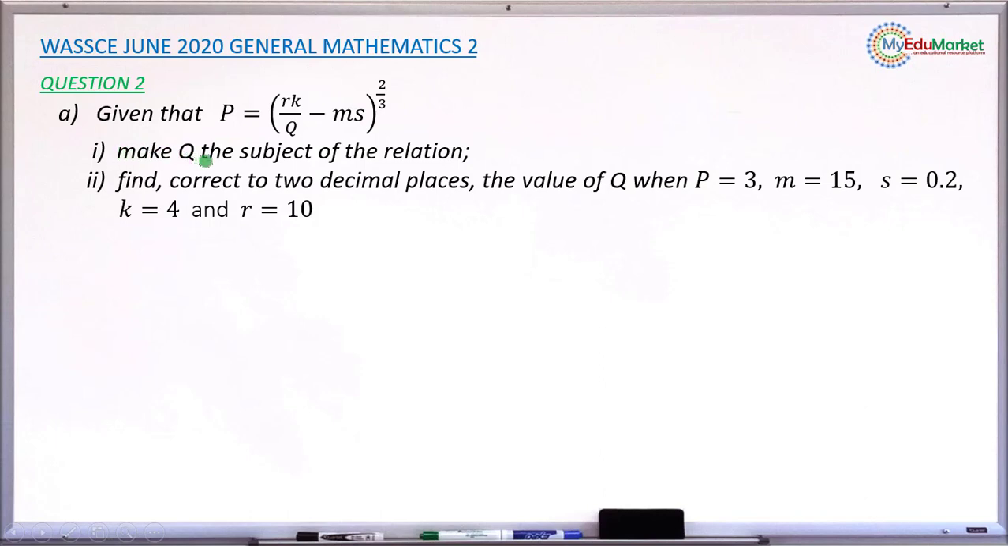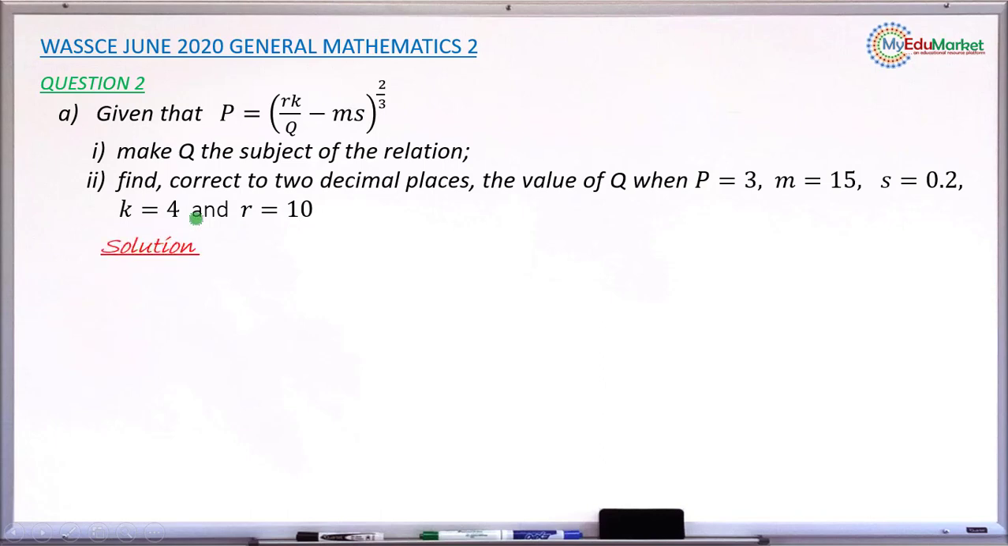The two questions asked here: Roman 1, you are asked to make Q the subject of the relation, that is Q the subject of the formula. And Roman 2, you are asked to find, correct to two decimal places, the value of Q when P is 3, M is 15, S is 0.2, K is 4, and R is 10. So let's attempt to answer this question together.